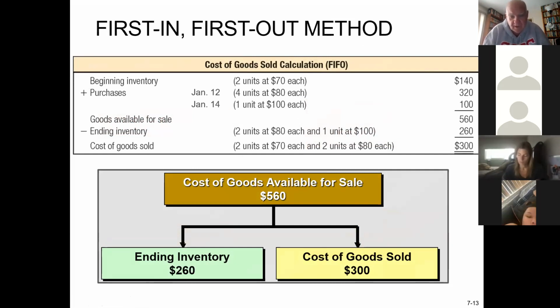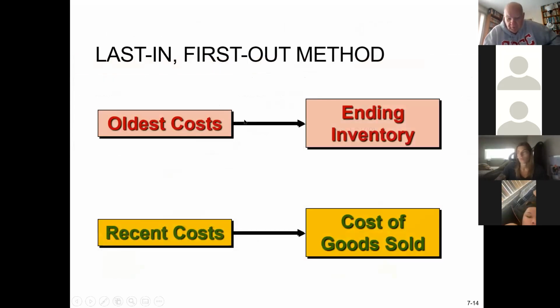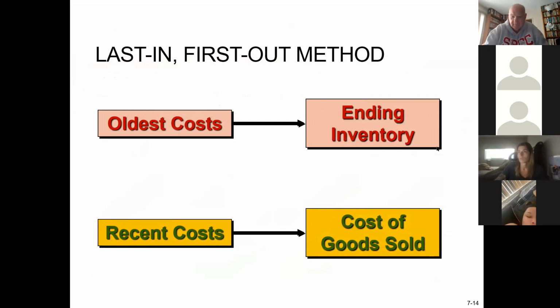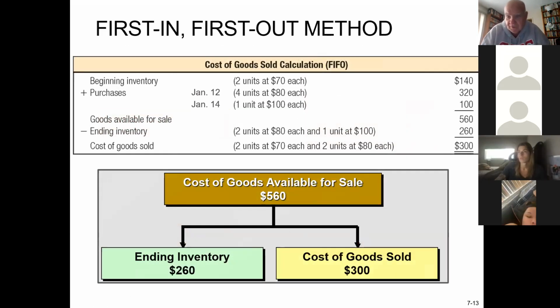$300. Now we can go back and figure the inventory. We know we had 3 items left. Which 3? Well, we know we sold the oldest stuff first. So now we can start at the bottom. In our ending inventory, we have 1 unit at 100, and we still have 2 here at 80. So our ending inventory is 260, and our cost of goods sold is 300. 300 plus 260 equals the available number, 560.